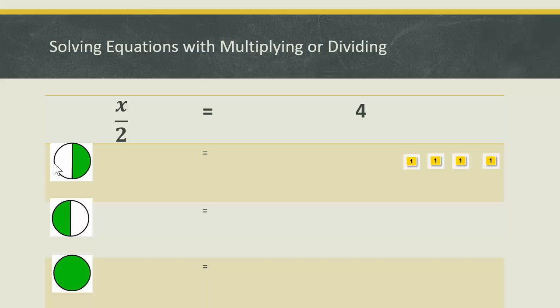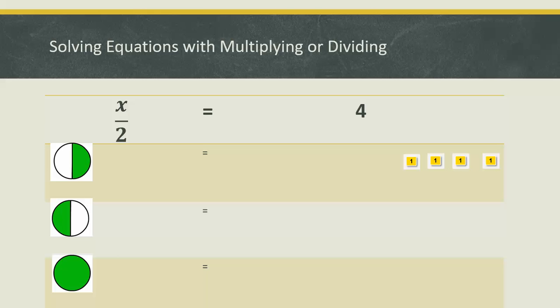In the first row, I've modeled this with a circle that has half of it shaded in. The circle was cut into two equal parts. I have one of the shaded parts. And we're told that that one shaded part, which is half of the circle, equals 4.